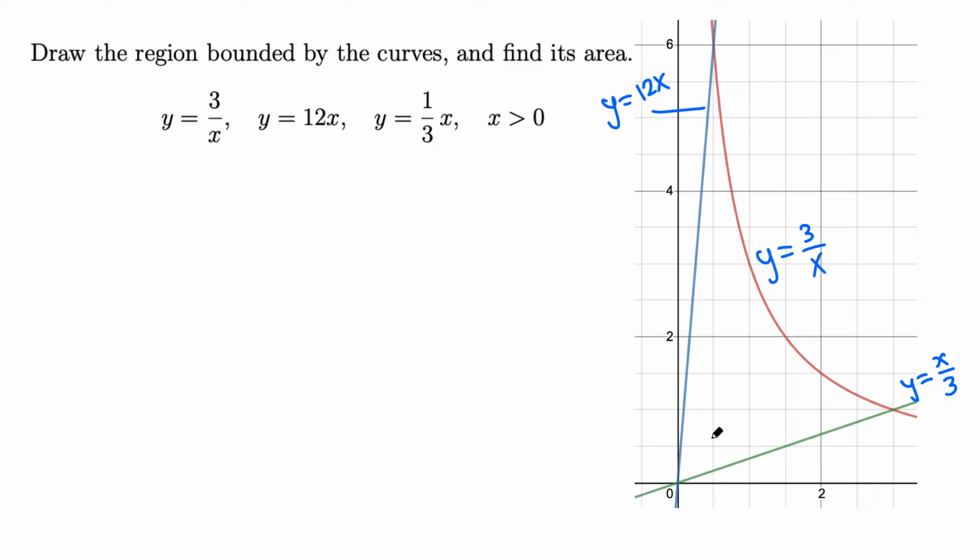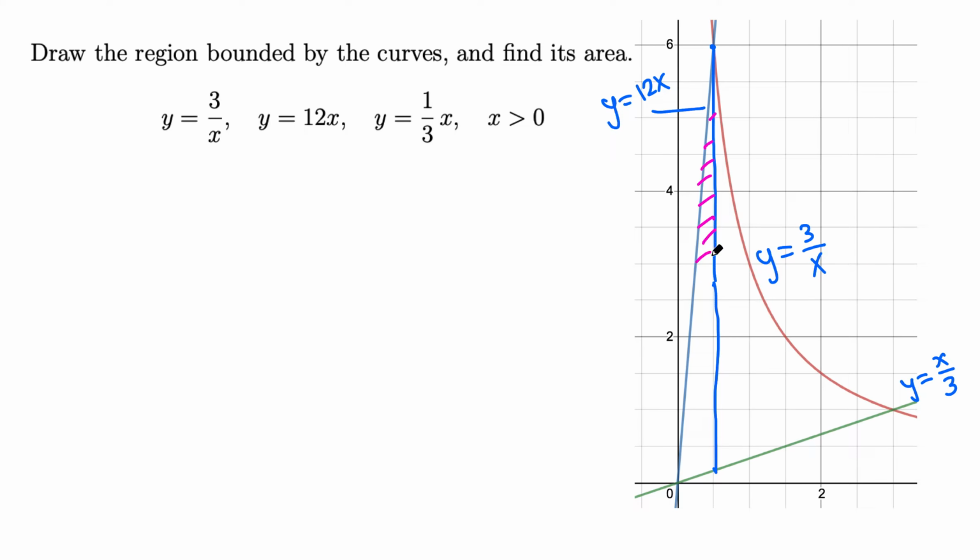Unfortunately, we don't have upper curve and lower curve. We have lower curve, but there are two upper curves. So when we find the area of this region, since we have two upper curves, we need to divide this region into two parts. The lower curve is fine, x over 3 or 1/3 x, same. Here is the point where 12x and 3 over x intersect. So if I draw a line here, then the whole region can be divided into two parts.